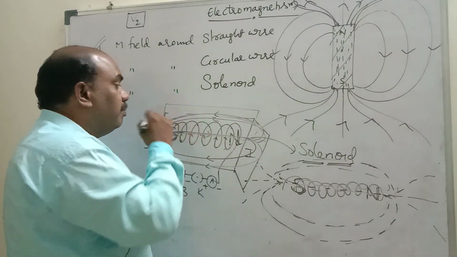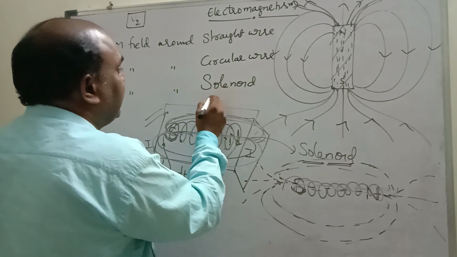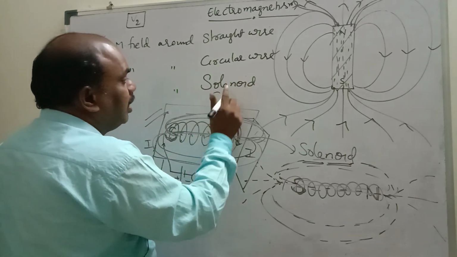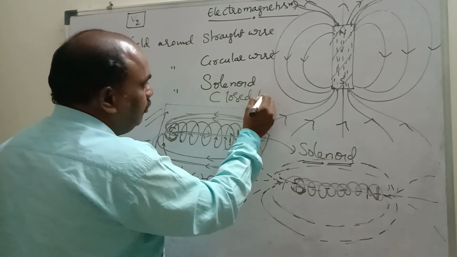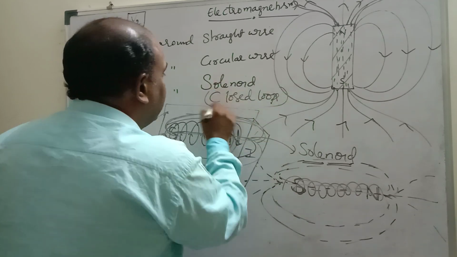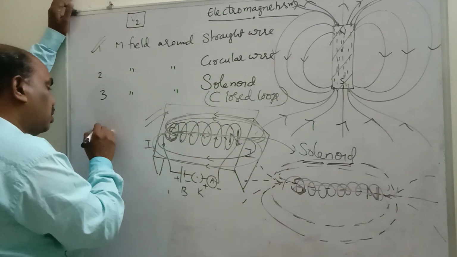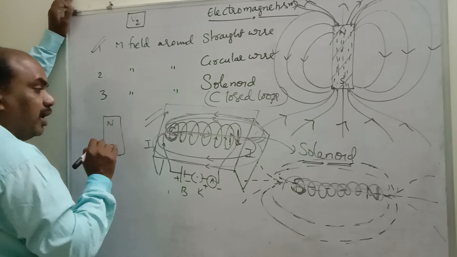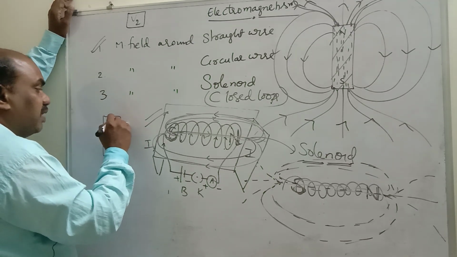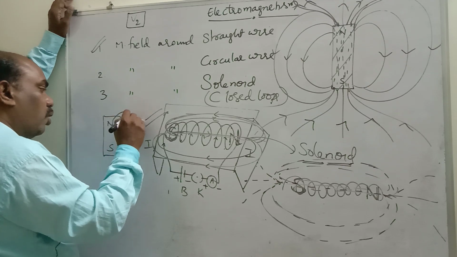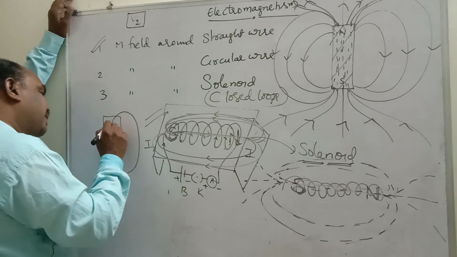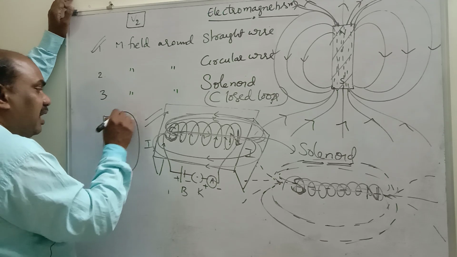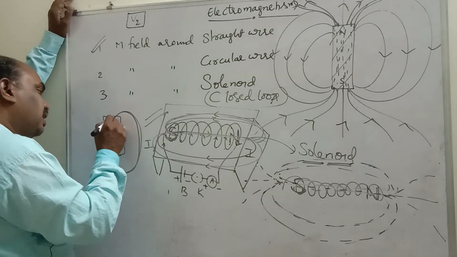Based on this phenomenon, we can prove that magnetic lines are what loops? Closed loops. What are closed loops? Closed loop means the starting point and ending point must be the same. Suppose one magnetic line starts from the north pole, again it should end at the same point. If it starts from here, again the magnetic line must end here.